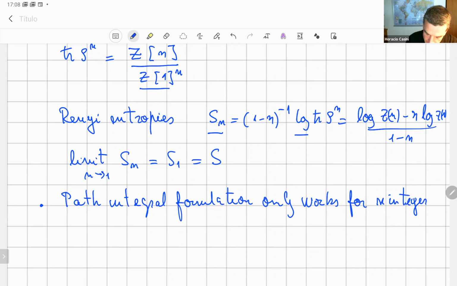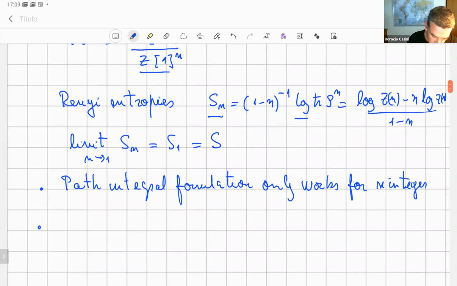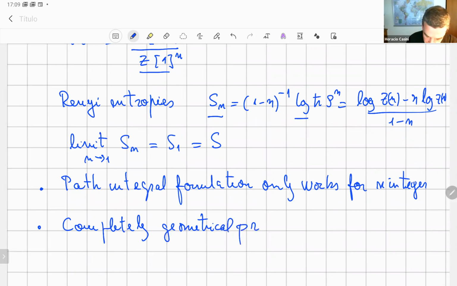Except in some particular situation when there are some special symmetries, you can continue in the geometry in n in those cases, but in general you cannot. And the second important point of this replica trick is that it shows you that there is a completely geometrical prescription that is valid for any theory, right?